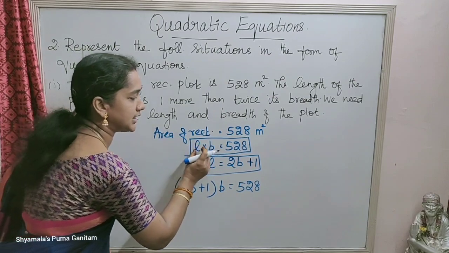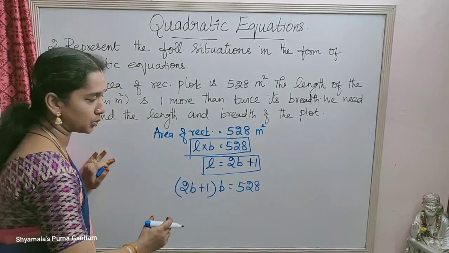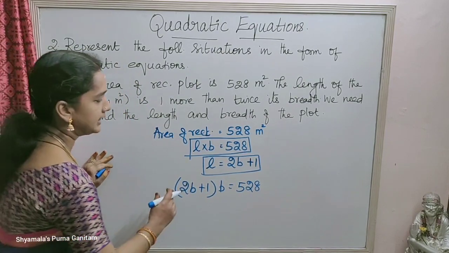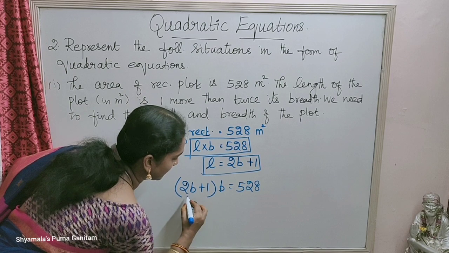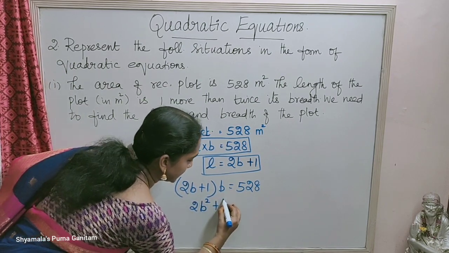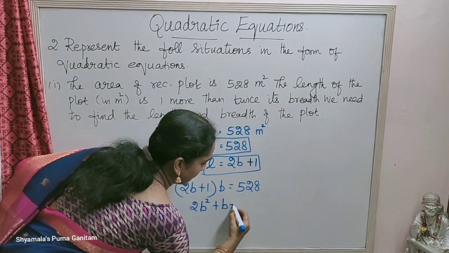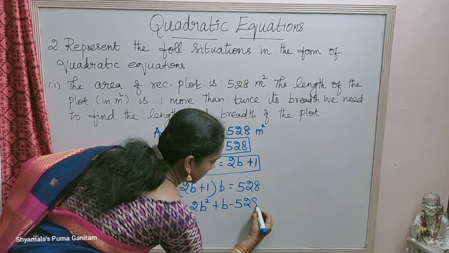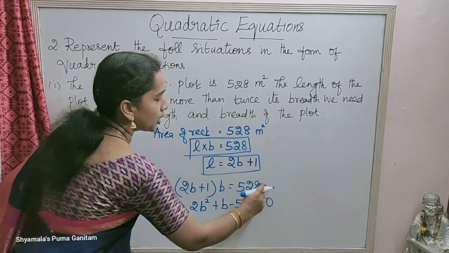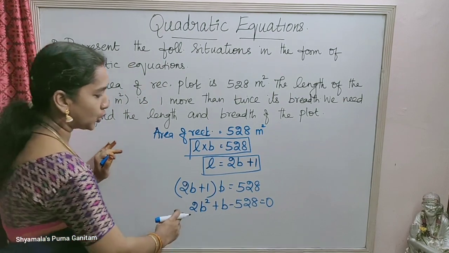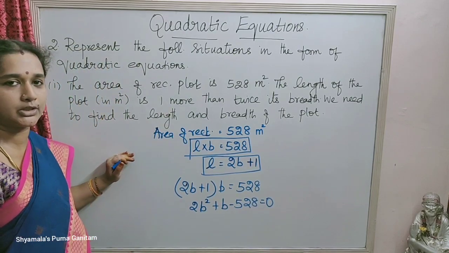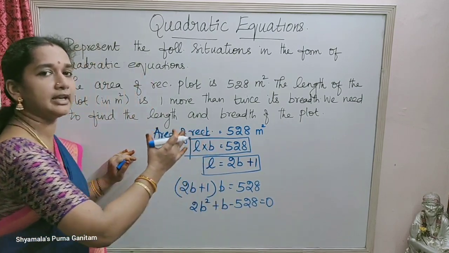So we will substitute this L value as 2b plus 1 in the formula and equate it to 528. Again this has to be simplified. We will multiply this: 2b into b is 2b squared plus b. We will bring this 528 to the other side, minus 528 is equal to 0. So we got a quadratic equation: 2b squared plus b minus 528 is equal to 0. When we solve this, we will get the value for b.